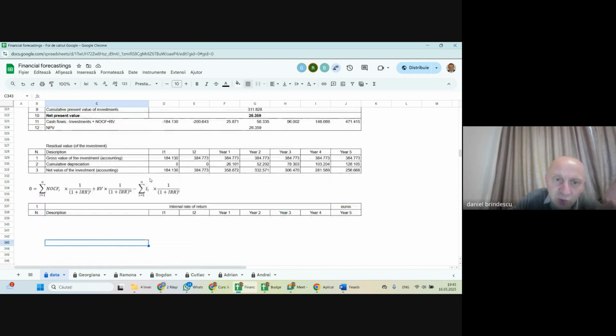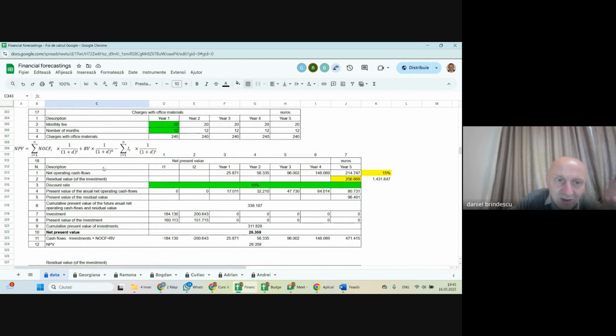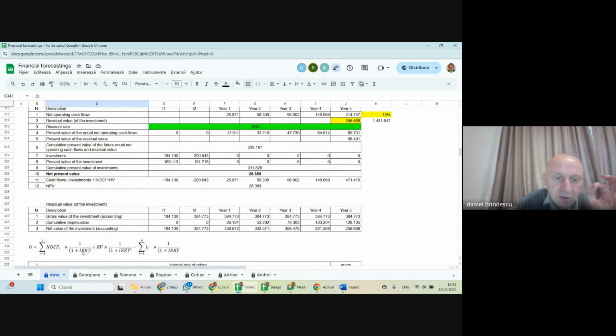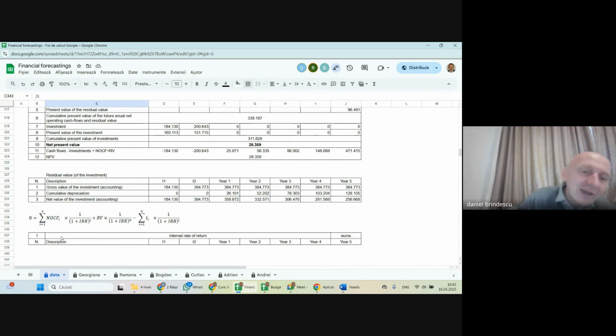So you can see that I have replaced, within the formula of the net present value, the discount rate with a specific rate, the real rate of return. Internal rate of return, it's what it's called. And if this is done, the net present value would be zero. Now calculate what the discount rate should be for the net present value to be zero.